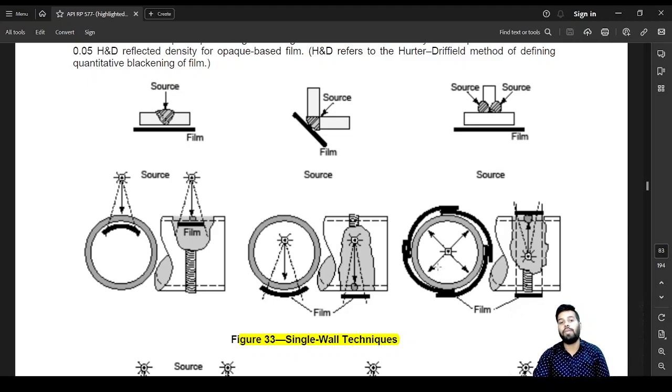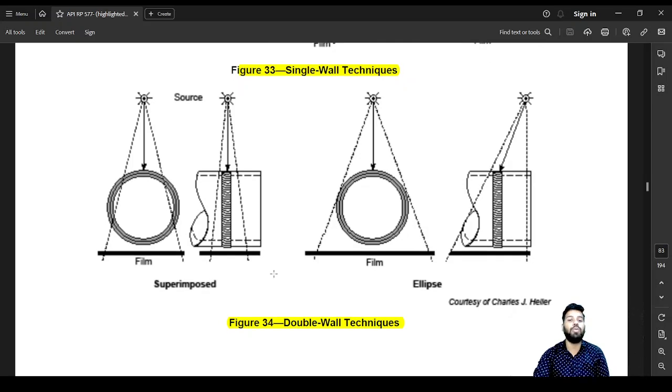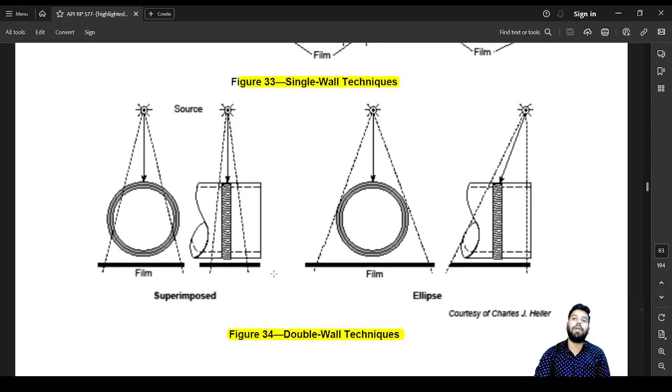The next thing we are going to talk about is the double wall technique. This is generally used for pipe sections where the OD, or outer diameter, of the pipe is less than 3.5 inches. Here, the source is outside the pipe, and the film is also outside the pipe because there is no space inside the pipe. So the image is going to be overlapping.